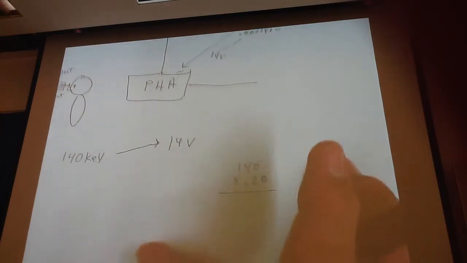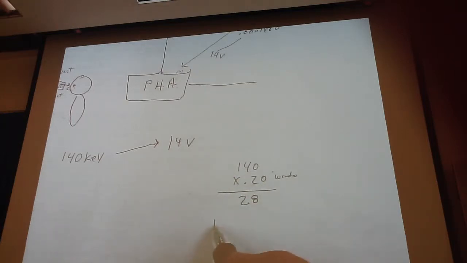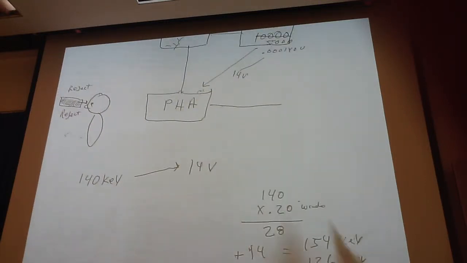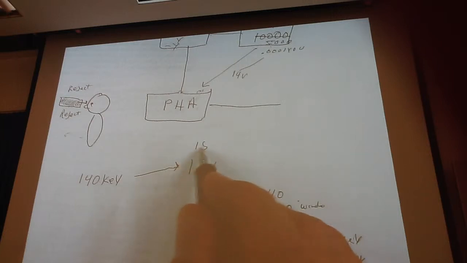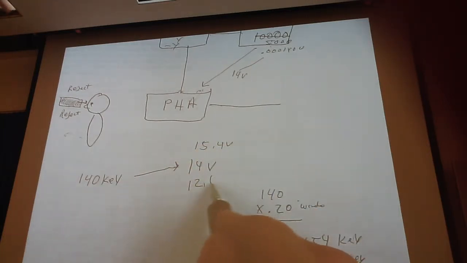Well, the way we calculate it, here's your 20% window. That's going to be 28. So 140 times 20% is 28, so it's going to be plus or minus 14. And we take that number and divide it in half. So basically 154 to 126 keV is what you're allowing. But in actuality, with your pulse height analyzer, you're allowing 15.4 volts to 12.6 volts to come in.